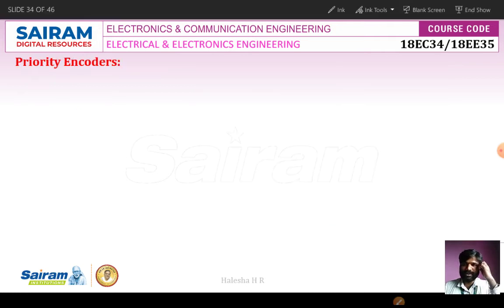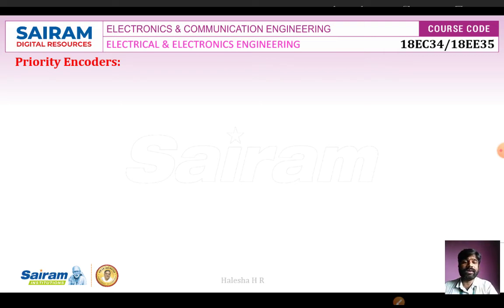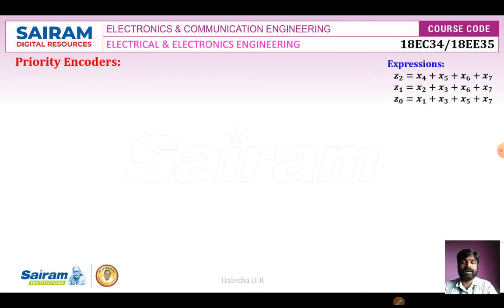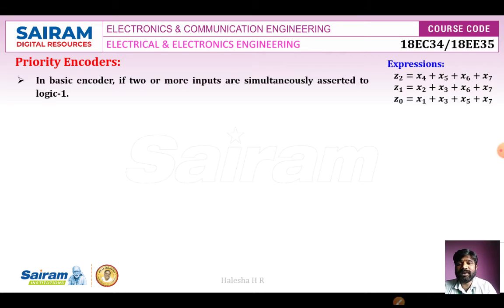Yeah, let's see priority encoders. In the basic encoder, we have some problem. These are the expressions for a basic encoder, which we just observed. In the basic encoder, there is a problem if two or more inputs are simultaneously selected. Only one input is supposed to be selected. If two or more inputs are selected, there will be a problem.